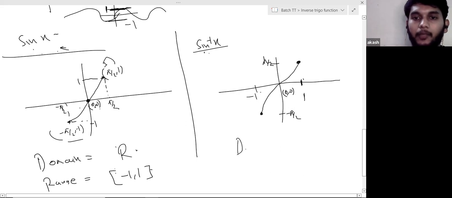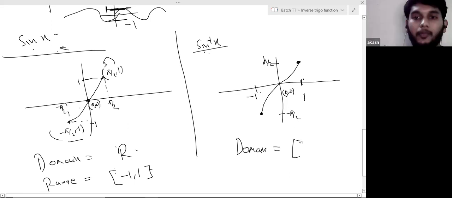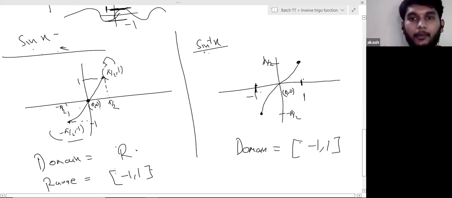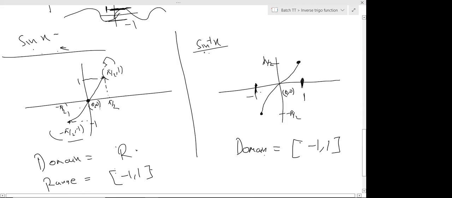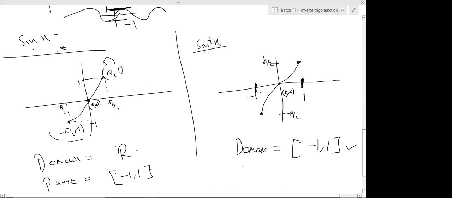So here the domain we can write. Look at the x-axis. What is the value of the x-axis? Here the value of the x-axis is -1 to 1, right? The minimum value is -1. Maximum we are moving to 1. So we can't write 1 and -1. This is the way we write: always the minimum value, then the maximum value. All right. Got it.